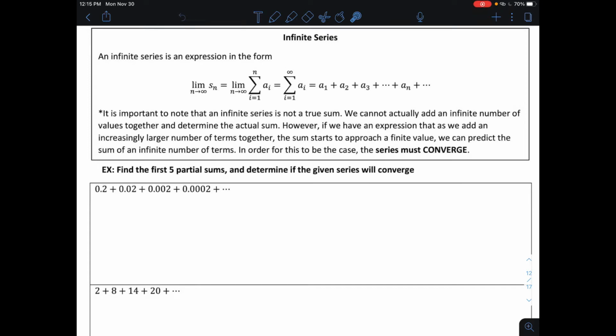Now here's the thing, we can't actually add an infinite number of terms. Infinite series are not true sums because we don't know exactly how many terms to add together. But what we can do is look and see what the individual sums are doing. As I start adding more terms together, from 2 terms to 3 terms to 4 terms, we see if the sums are narrowing in on a value. And if the sums are narrowing in on a value, then we can predict what the infinite sum would be. Well, if the sums are starting to narrow in on a certain value, we will say that the series will converge. And if a series converges, then we can use it to find the actual sum.